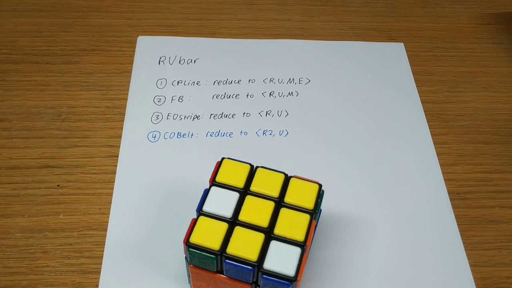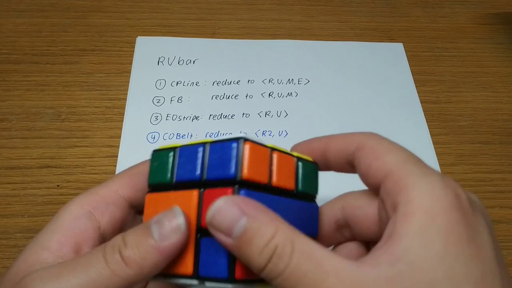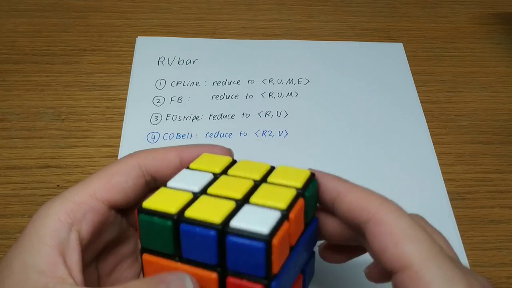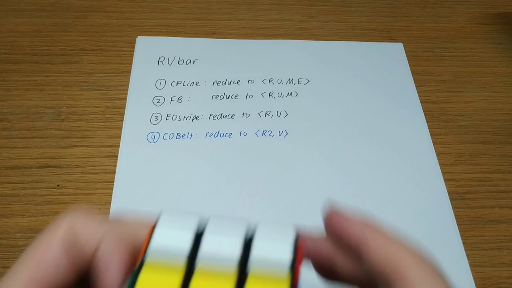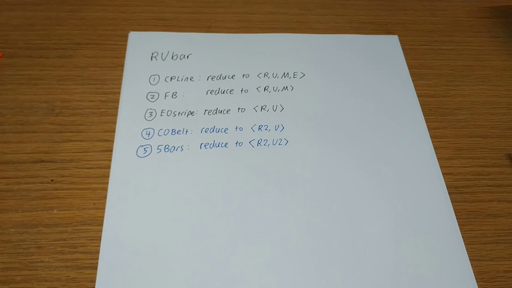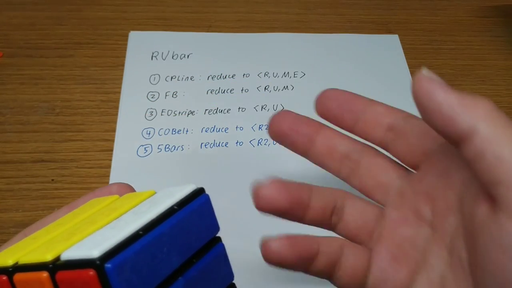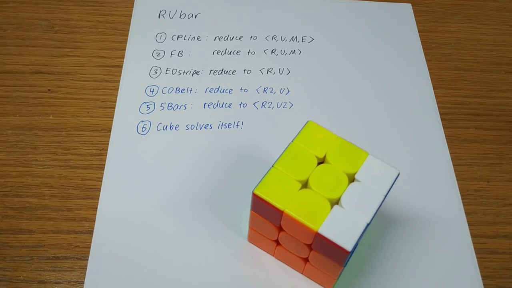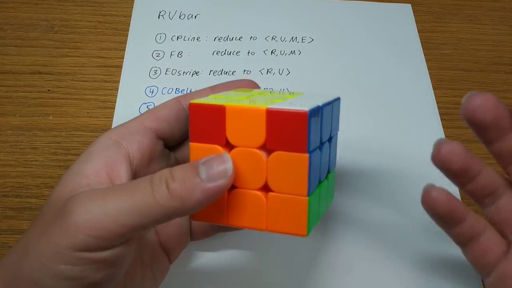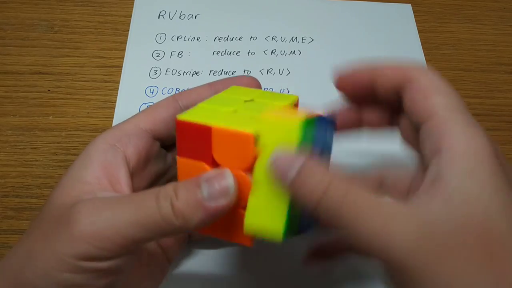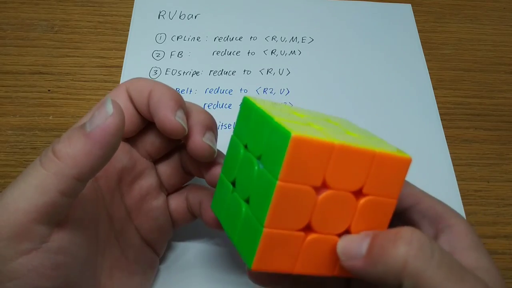Step 4 is CO belt, where you solve the CO, or corner orientation of the cube, while also solving this belt here, which reduces the cube into R2U. Step 5 is 5 bars, where you make these 5 parallel bars such that the cube is reduced to R2U2. And finally, no matter what you do in the R2U2 moveset, the cube's going to solve itself every single time. So let me show you. If you do like R2, U2, R2, U2, eventually it'll solve itself magically.